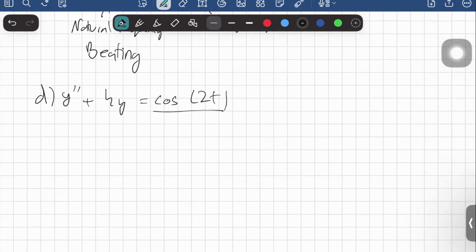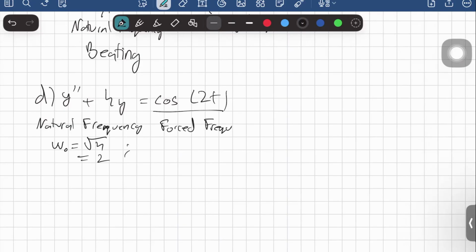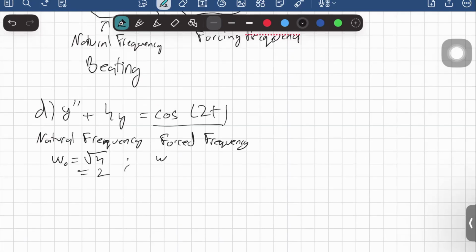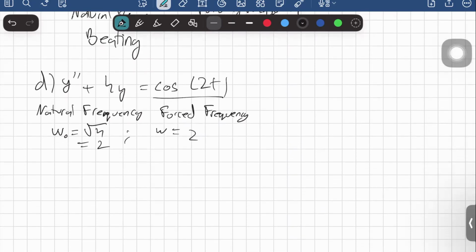But for this one, when we have to find the natural frequency, we have to take the square root of 4. So what does the square root of 4 bring us? The square root of 4 is 2, and our forced frequency is also 2. So our forced frequency is also 2, right? Since the natural frequency and the forced frequency are both equal, that indicates that this is resonance.